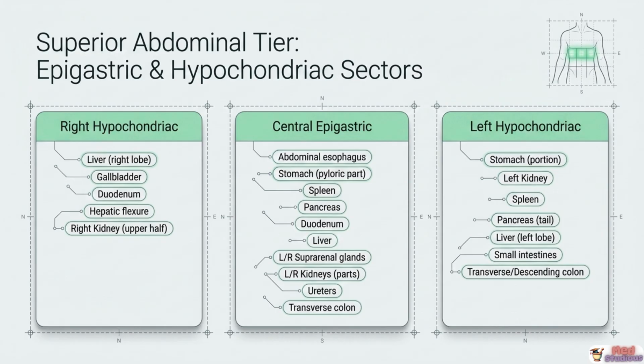It could represent gastric ulcers, pancreatitis, aortic aneurysm, or even a myocardial infarction radiating downward. The left hypochondriac region contains a portion of the stomach, the left kidney, the spleen, the tail of the pancreas, the left lobe of the liver, small intestines, and the transverse and descending colon.